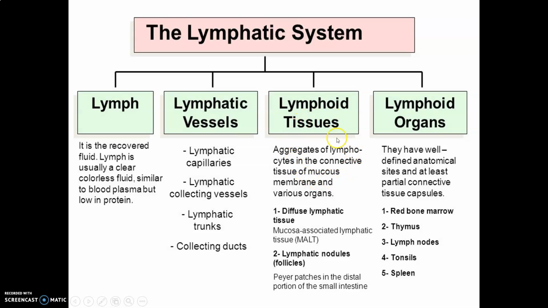Lymphoid tissues are the aggregates of lymphocytes in the connective tissues of mucous membrane and various organs. Diffuse lymphatic tissue is called MALT, which is mucosa-associated lymphatic tissue, and the lymphatic nodules are pale patches in the distal portion of the small intestine. Lymphoid organs have well-defined anatomical sites and at least partial connective tissue capsules. They are located in the red bone marrow, the thymus, the lymph nodes, the tonsils, and the spleen. These are the important lymphoid organs.